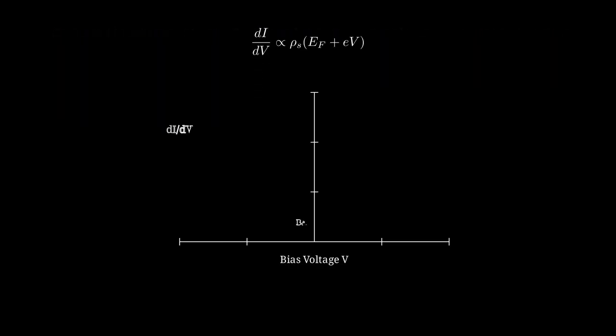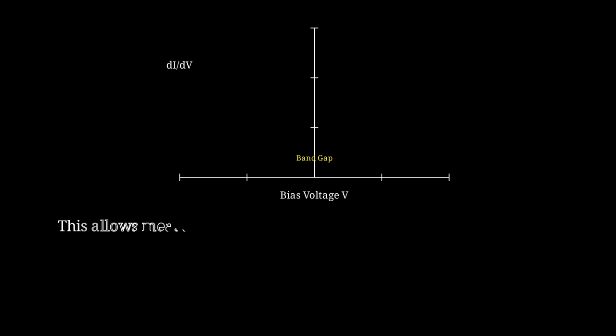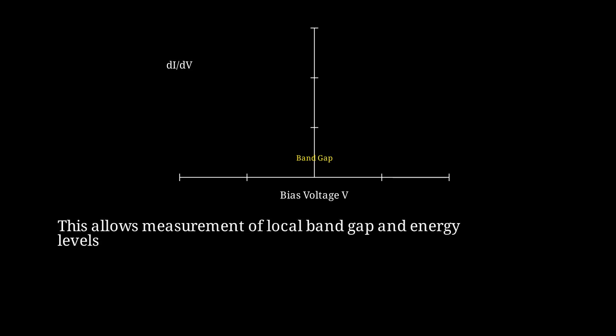For a semiconductor, the dI/dV spectrum shows a gap region with zero conductance, corresponding to the band gap. Outside the gap, you see peaks from valence and conduction band states. This technique allows you to measure the local band gap, identify surface states, and even probe individual molecular energy levels. It's like having a spectroscope with atomic spatial resolution.